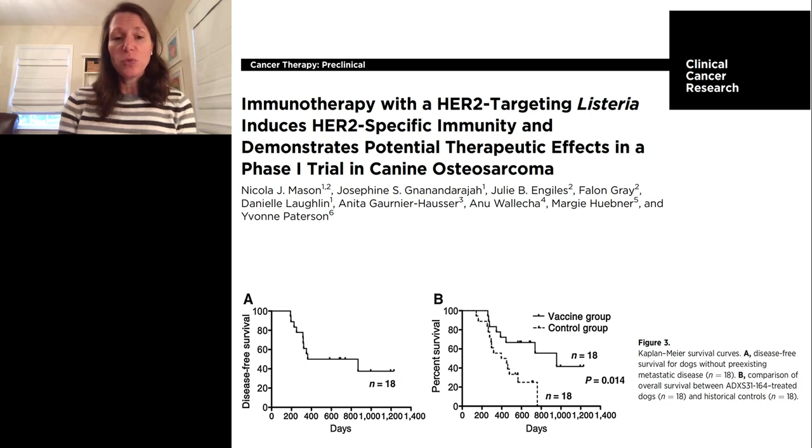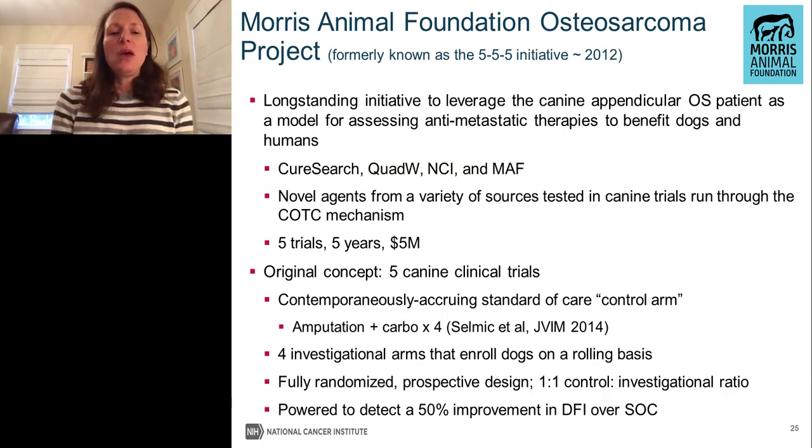So we sought, with the help of the Morris Animal Foundation, to extend upon these observations and really nail down whether or not listeria-based immunotherapy could have a future, not just for dogs, but also for pediatric patients. So partnering with the Morris Animal Foundation's Osteosarcoma Project has allowed us to leverage our clinical trial consortium membership through a longstanding initiative and fundraising efforts to understand and gain access to a model for assessing new treatment strategies that are really focused on targeting metastatic progression to benefit both dogs and humans.